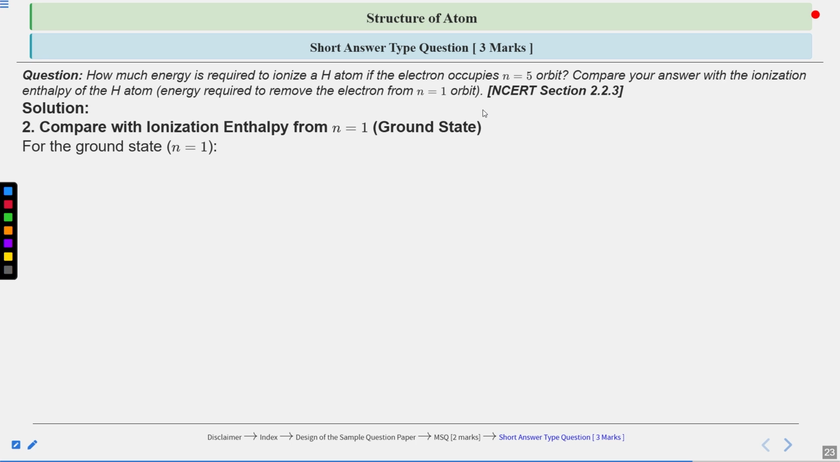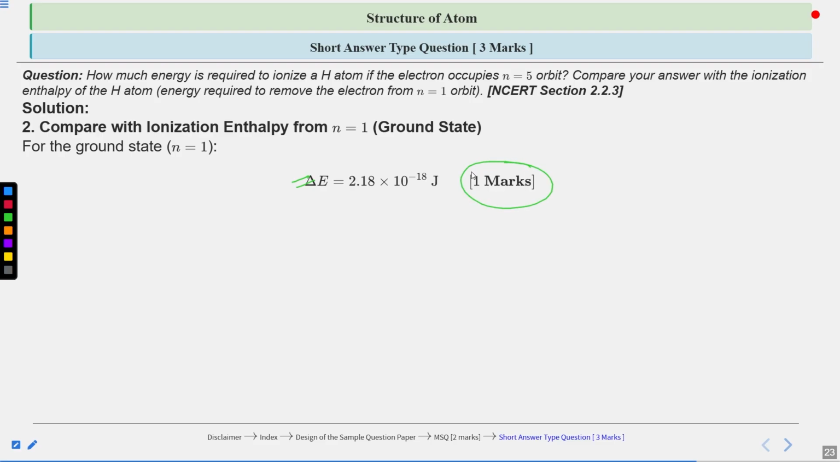So for n equals 1, the energy can be directly written as 2.18 × 10^-18. We have already calculated it in the theory part, so I'm writing it directly here. This is again worth 1 mark. You can calculate it also if you want.